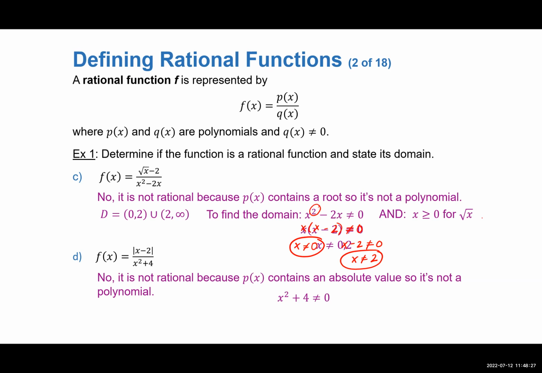Okay. D is not a polynomial either because we have that absolute value. Remember, a polynomial is just a list of normal terms with no absolute values, no square roots, no negative exponents, and all of that good stuff.